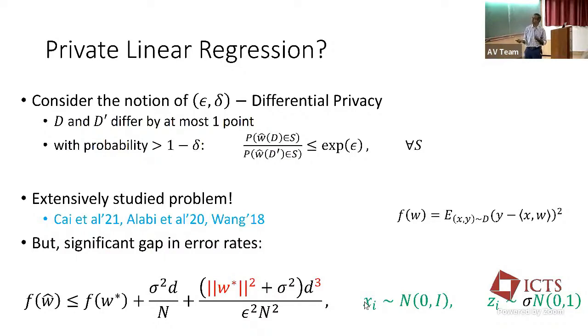And here there are two key issues. One issue is that this rate becomes non-trivial only when the number of points is much larger than d. Here you have only an n squared term, but here you have a d cubed term. So you want your number of points to be larger than d to the power 1.5, and only then the rate becomes meaningful. Whereas without privacy, we just needed the number of points to be larger than d.